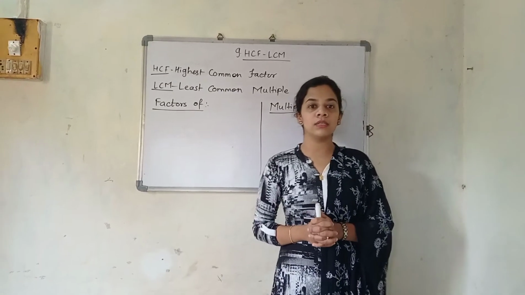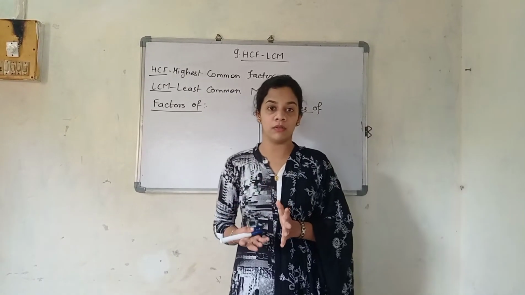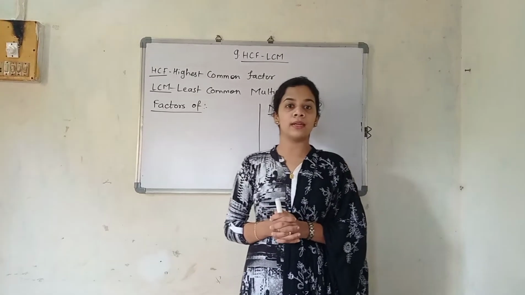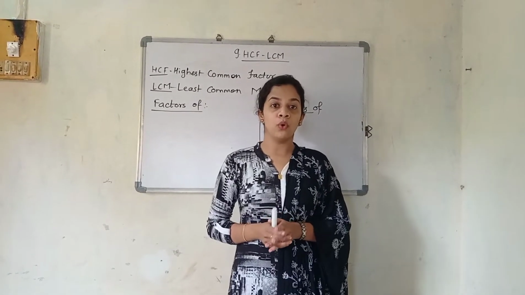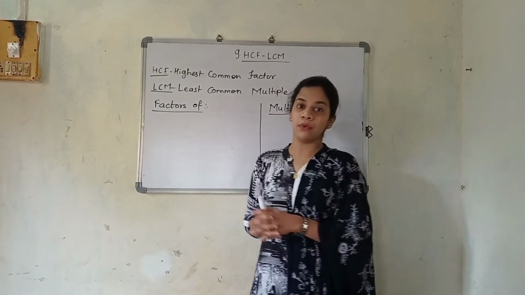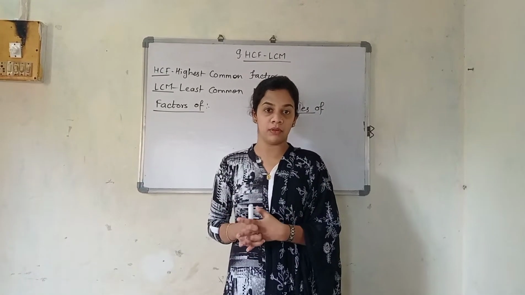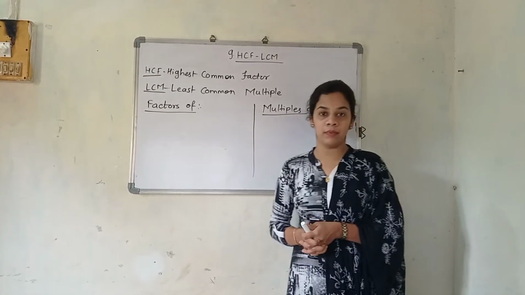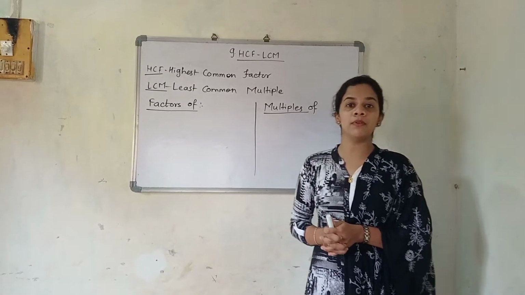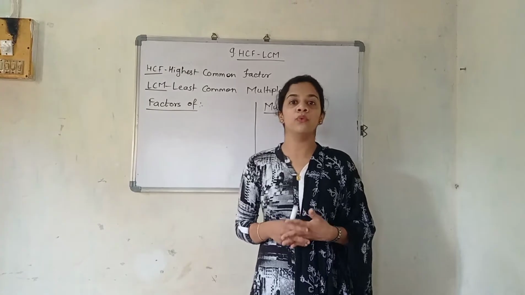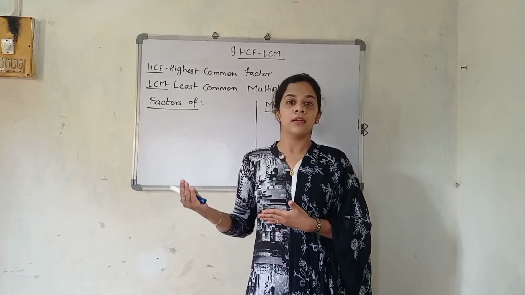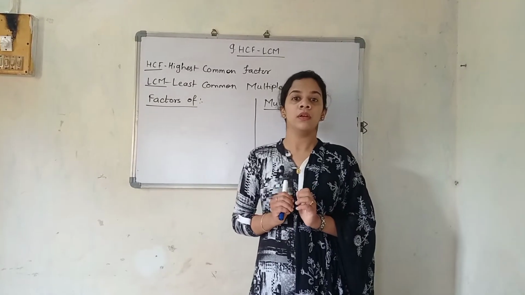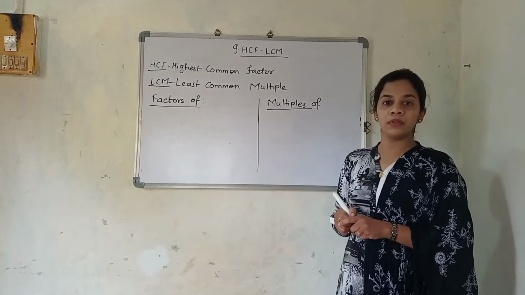Factors are those numbers in whose table a particular number occurs. For example, if I ask you what are the factors of 4, the factors will be 1, 2, meaning in that particular table 4 is occurring. If we ask you for the multiples, multiples mean normally the tables. For example, what are the multiples of 2? You are going to say 2, 4, 6, 8, 10, 12, meaning the numbers which are coming in the table of 2.